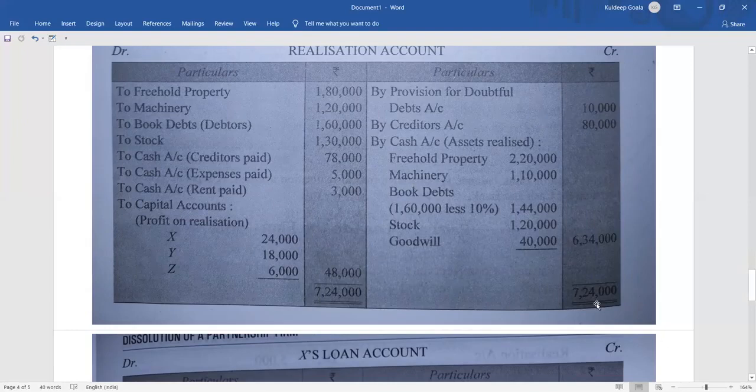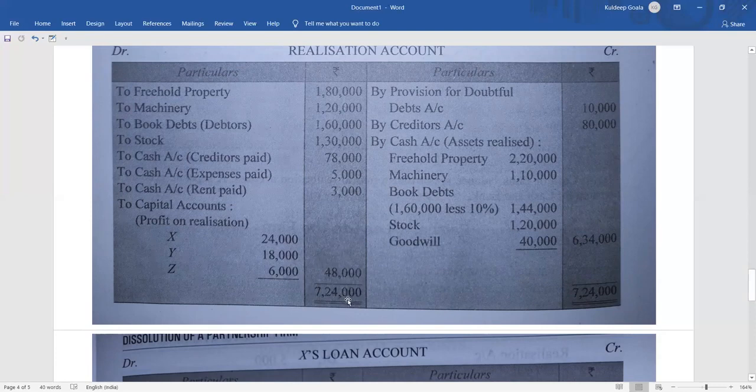So here the credit is more, because the credit is 7,24,000, which is more than the debit side total of 6,76,000. If you deduct 6,76,000 from 7,24,000, the remainder will be 48,000. So this 48,000 is nothing but the profit on realization. And where will it be transferred? This profit will be transferred to the partners' capital accounts.